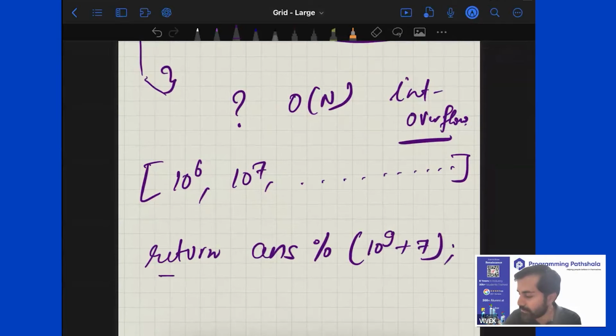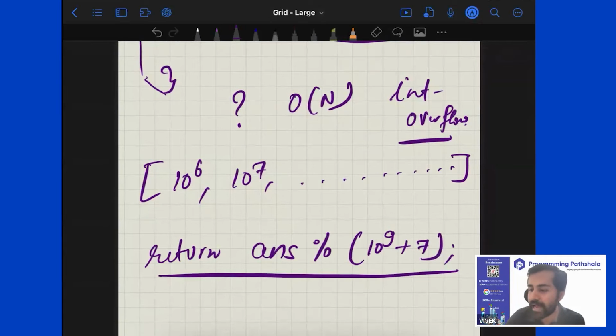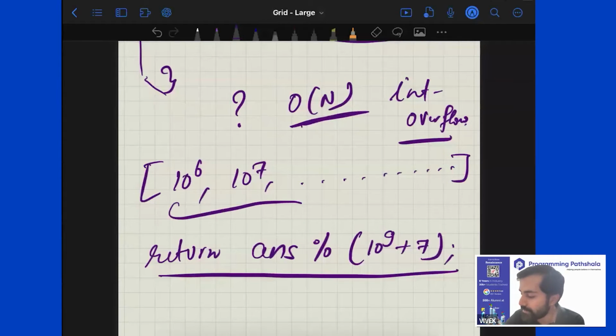Have you seen this kind of line added to the last line of your question? Yeah, you would see it. If you have not seen it, you would see it whenever a question asks you to solve a problem where the answer might be huge. Now, computers cannot store infinite size numbers, right? They can only store numbers up to a certain size.